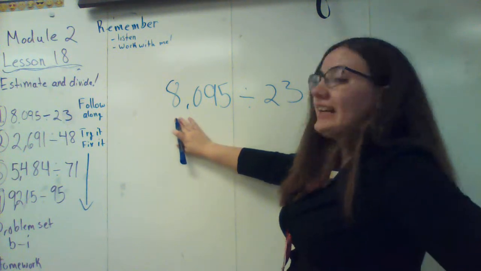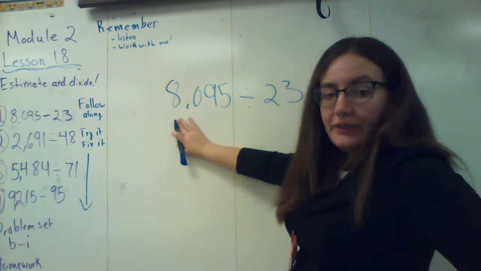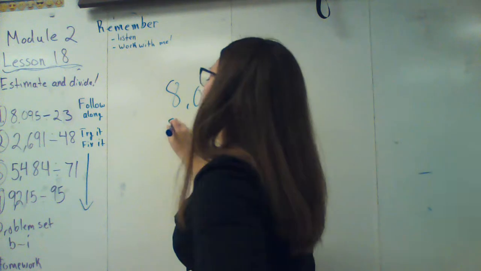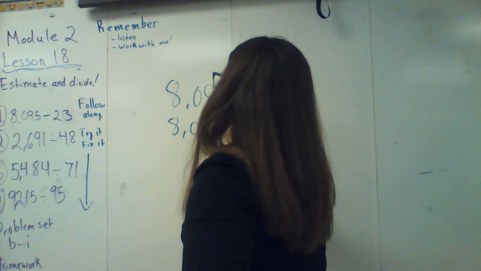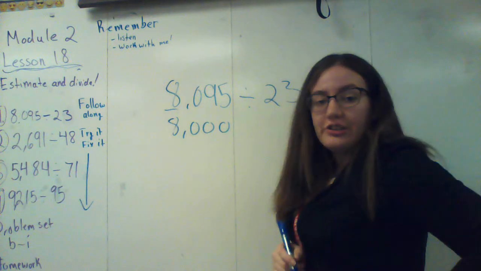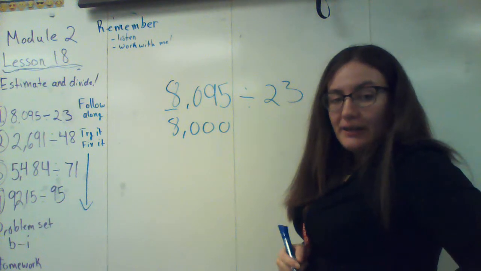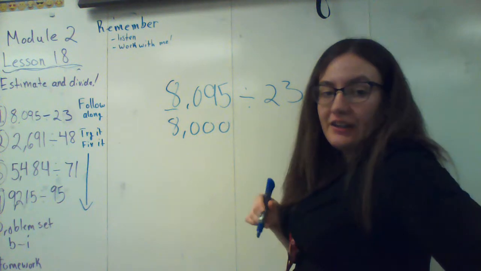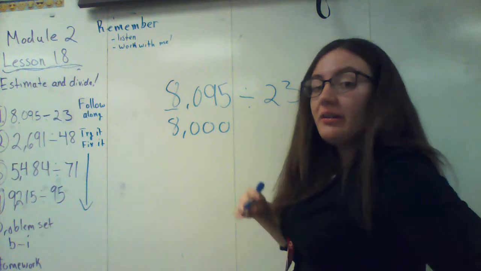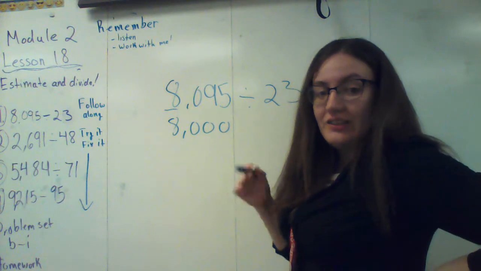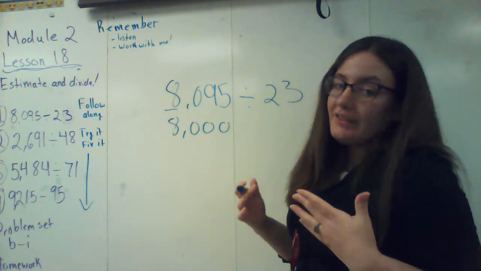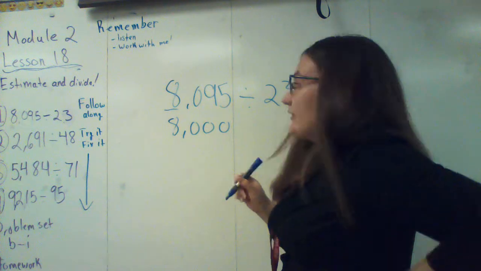So let's first start with 8,095. I'm going to round that to 8,000. Just to 8,000 because I'm going to look at that largest place value. I see it's in the thousands place, and I see that 0 there, so that means that that number is going to round down. We can still break the rules in this lesson, just like we learned in last lesson, but sometimes we might not have to.